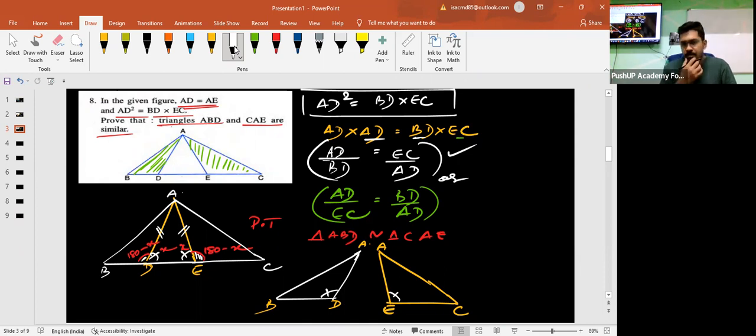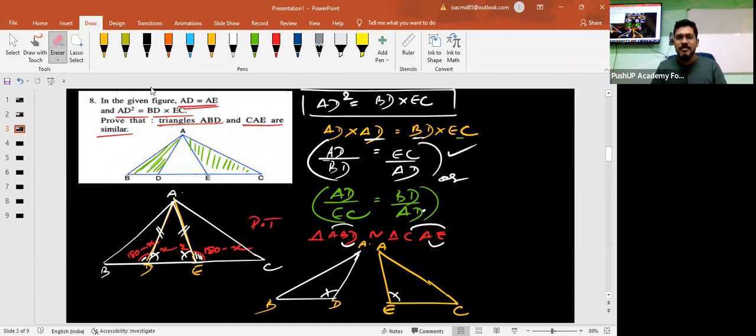Now, if these two triangles are similar, then the ratios of its corresponding sides must be equal, right? Children, in that case, AD upon EC should be equal to BD upon AD. But here we are getting BD upon AE. And here it is BD upon AD. But we know that AD and AE are equal. Children, this method is correct. You know how? I'll show you.